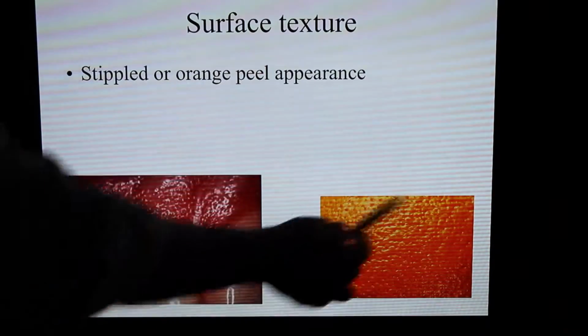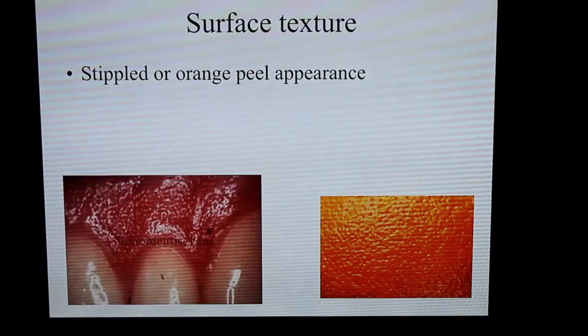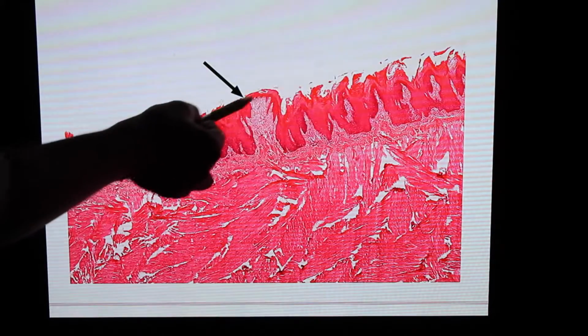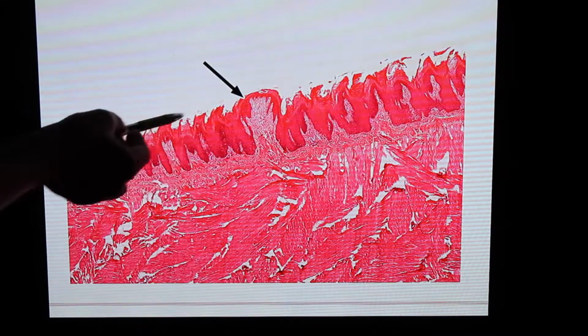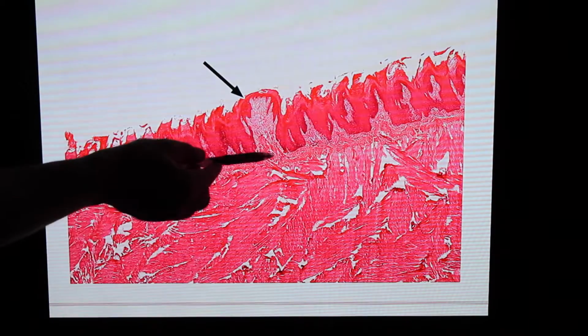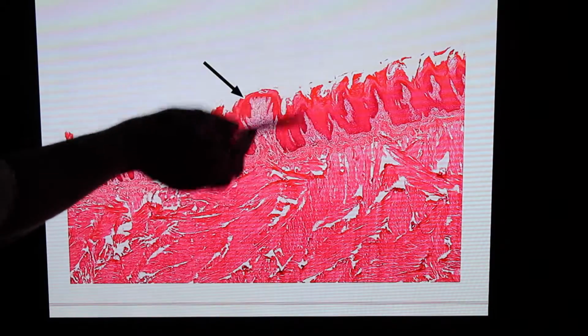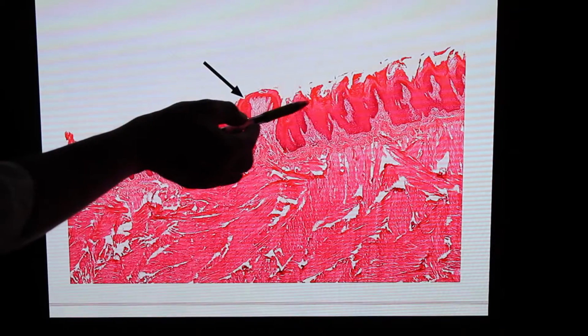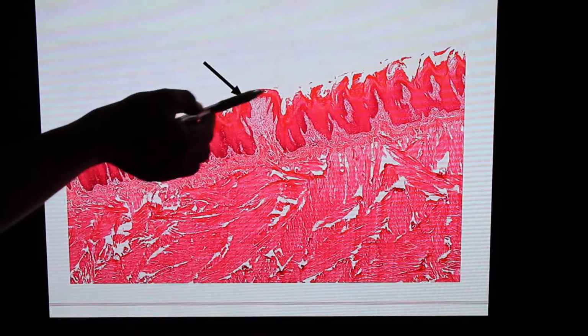As you see, this is orange peel, this is the surface texture of normal gingiva. How is it formed? This is formed by extensions of connective tissue into the epithelium. This is the electron microscopic picture of gingiva and connective tissue. You can see this connective tissue is extending into the epithelium. This is the microscopic feature which provides the orange peel appearance.